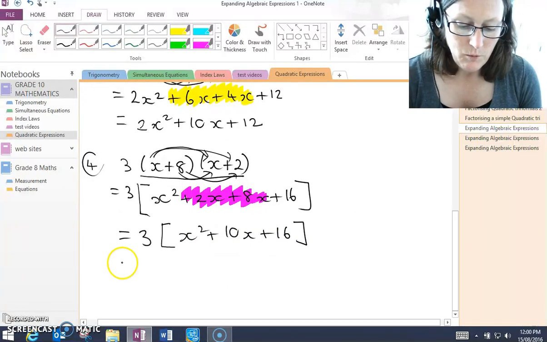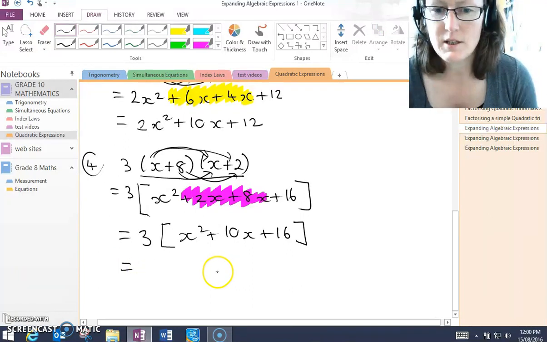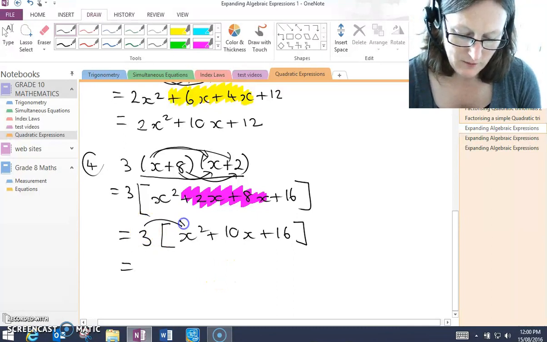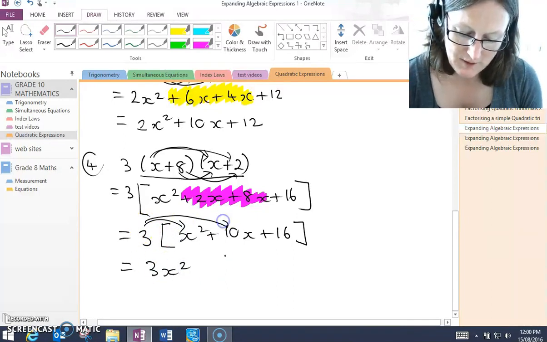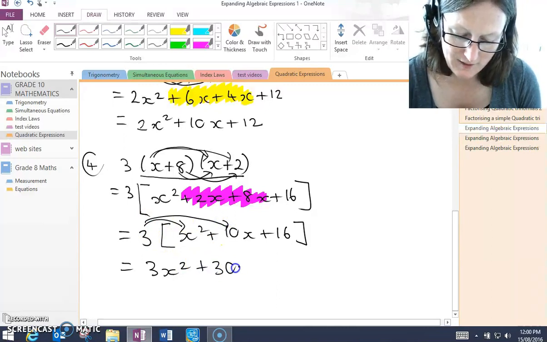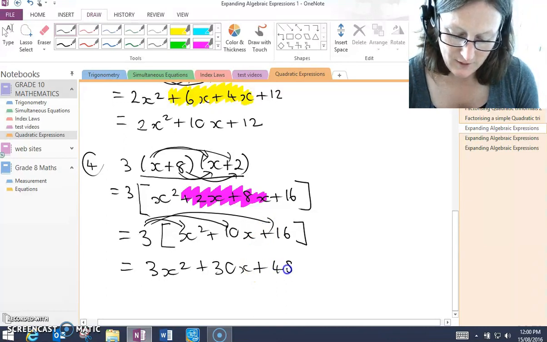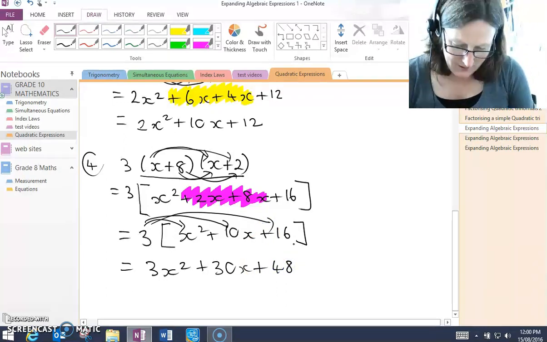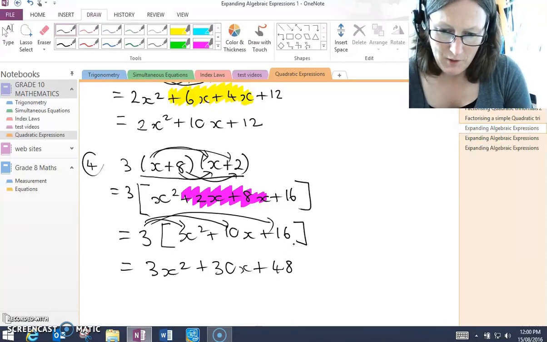And now we think, okay, there's a 3 out the front. So we need to multiply everything in these brackets by 3. So it's 3 times x squared, which is 3x squared, 3 times 10x, which is 30x, and 3 times 16, which is 48. So what I've just done there is the simplest type of expanding brackets.